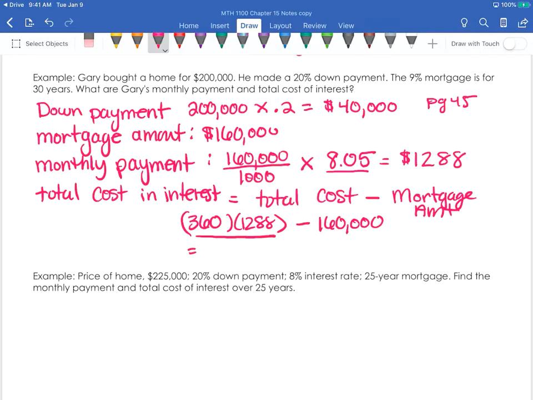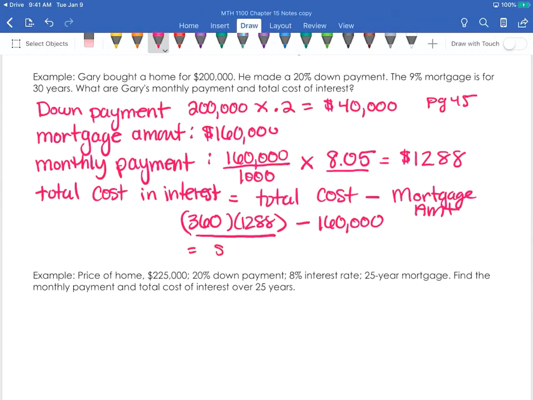So once I take the number of payments times the monthly payment, that will give me the total cost. And I subtract off the mortgage amount, and what's left over would be how much I've paid in interest. And you should find that that would be $303,680. So if you notice, this is a lot of interest, and you're going to find when we start doing these mortgage problems that the banks are raking it in on interest.